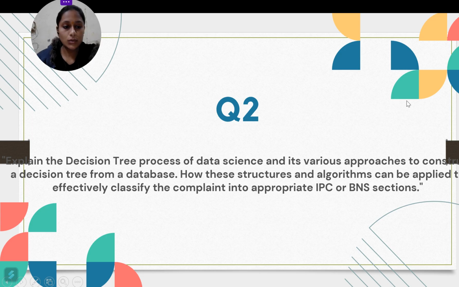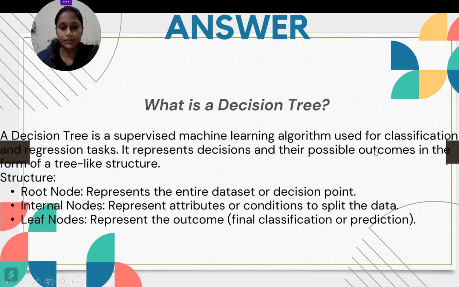Now, our question 2 is: explain the decision tree process of data science and its various approaches to construct a decision tree from a database. How these structures and algorithms can be applied to effectively classify the complaint into appropriate IPC or BNS section.